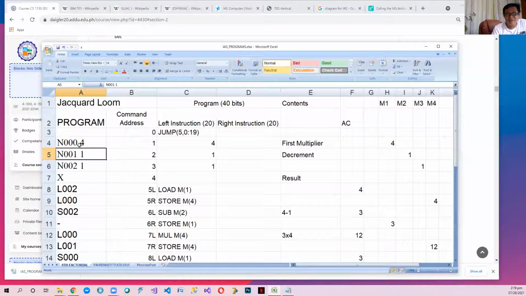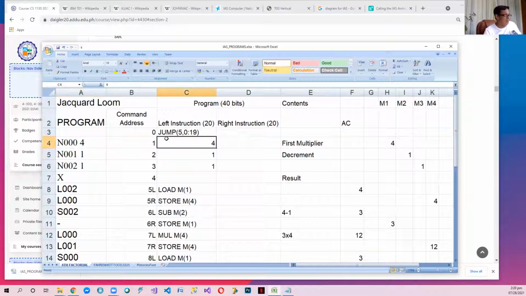Do you follow? Yes, sir. N is the assignment statement. But in the IAS, there's no assignment statement. Why is that? Because there was no keyboard yet. Do you follow? Your program is loaded from a deck of cards.